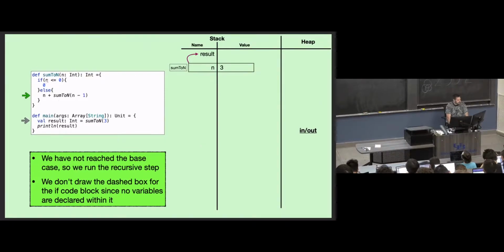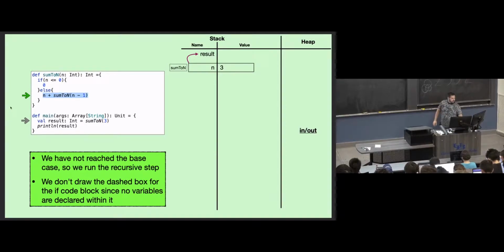Conditional is false, so we're going to go into our else. And since there are no variables declared inside this code block, we're not going to draw the dashed box for this else block. It's optional. You can draw the empty dashed box if you want. Since there's going to be nothing in it, I'm going to opt to not draw it, again, for reducing clutter and increasing readability of the memory diagram.